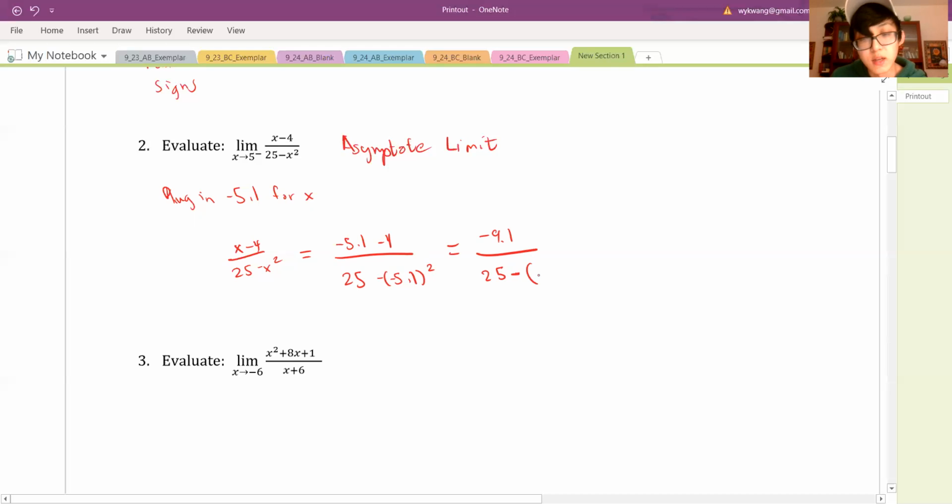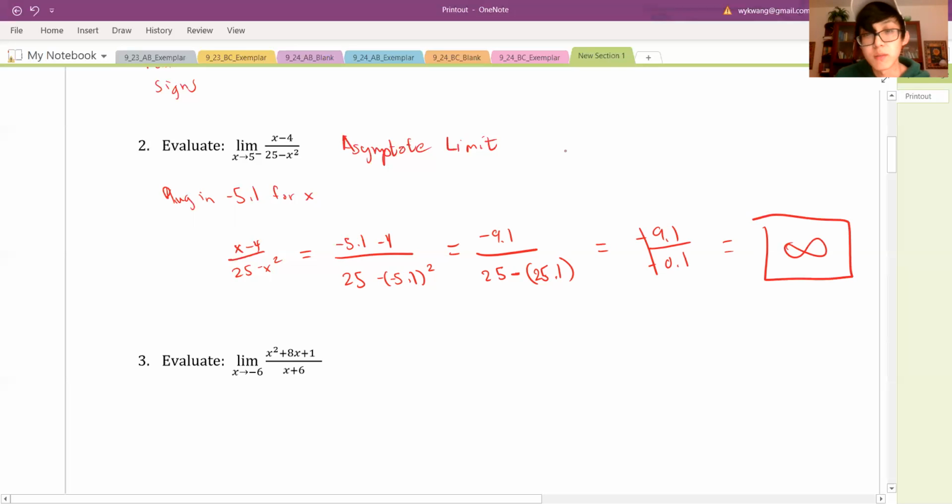So it's going to be 25 minus, let's say, 25.1. Let's say it's slightly larger than 25. So it's going to be negative 9.1 divided by negative 0.1. The negatives cancel, so it's going to be positive. So this asymptote is going to go to positive infinity. So you could just say infinity.